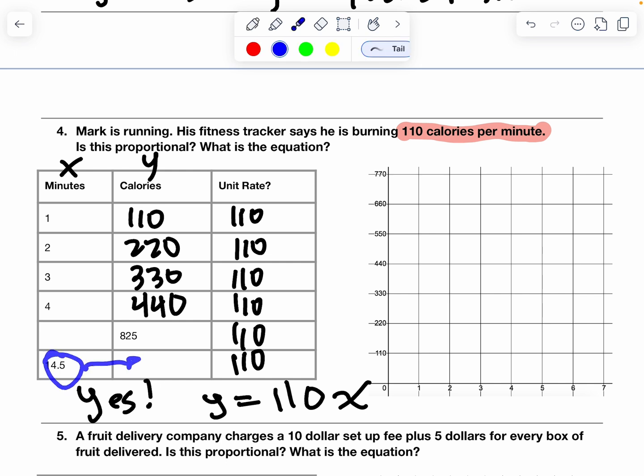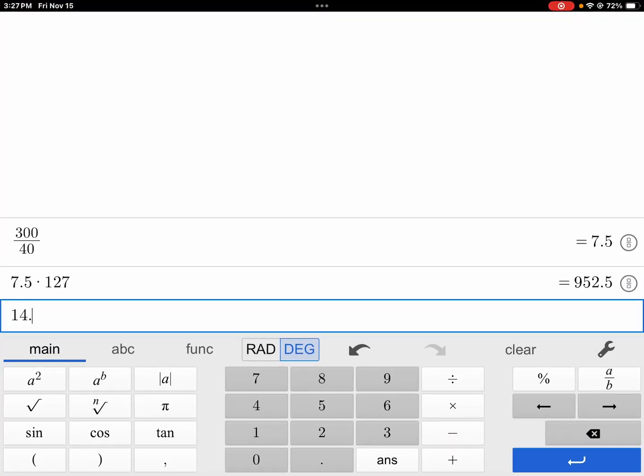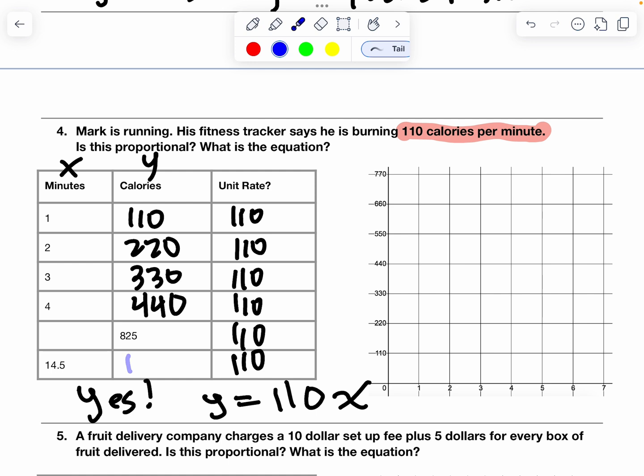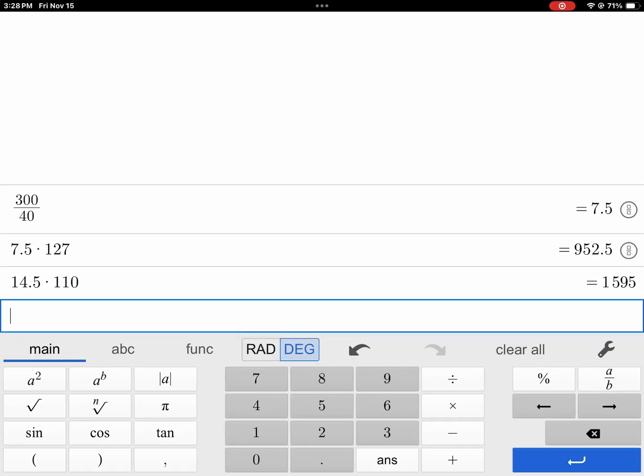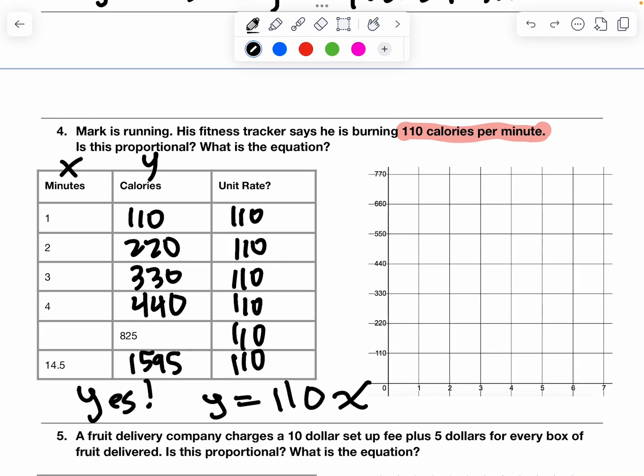When moving to the right, we multiply. So we're going to take 14.5 times 110. I give this example because it's not a pretty number. 1595. Now, when we're coming backwards, we divide by 110. So we need to come back. 825 divided by 110 gives me 7.5 minutes.